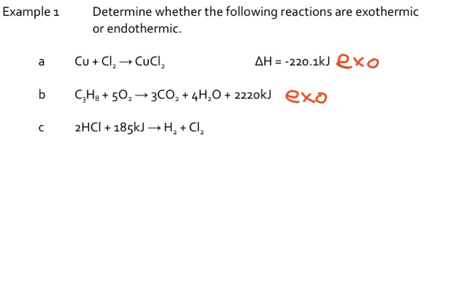And in C, heat is on the reactant side, meaning we need to add heat into this reaction to make it happen. There is now more heat, in a way it's cooled down. This is an endothermic reaction.